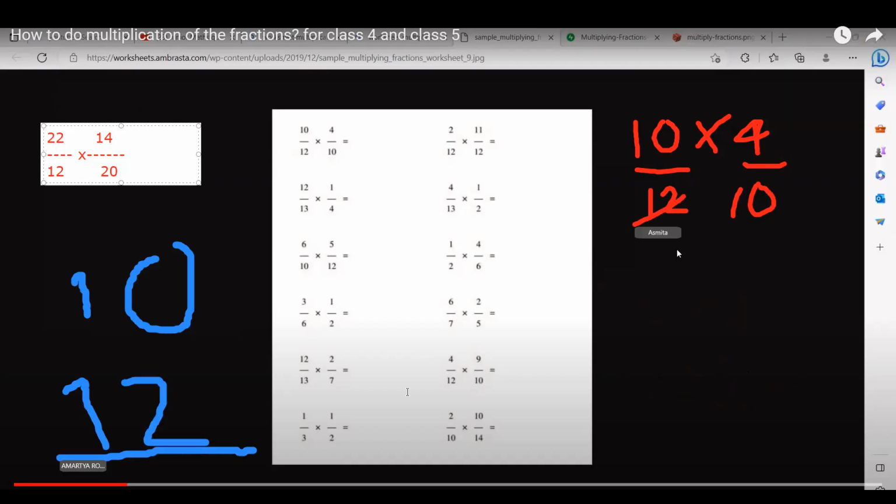Shatuki, what have you done? Beta, with 10 and 4, I have understood you have multiplied 10 and 4, which is equal to 40. And what about 12 and 10, Shatuki? It's a fraction. You can't only multiply the numerator and send me the answer. Multiply 12 and 10, Shatuki.